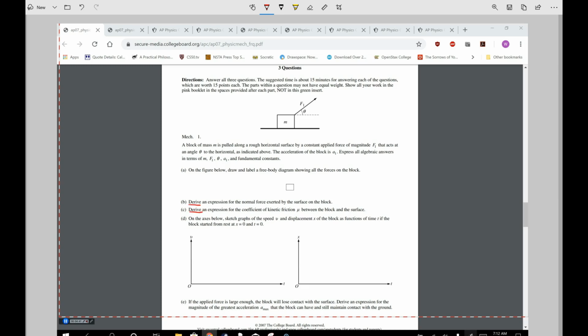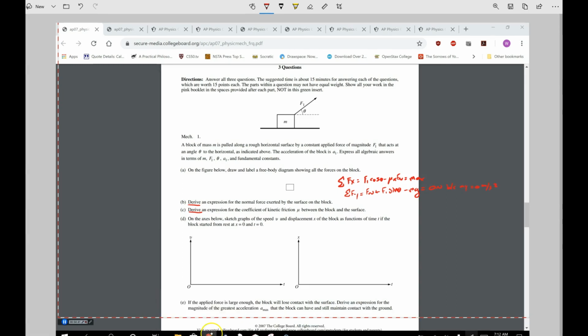So writing that the sum of the forces in the x is equal to F1 cosine theta minus mu k Fn equals m a x. And saying that the sum of the forces in the y equals Fn plus F1 sine theta minus mg equals 0, because a y equals 0, is really important. Writing these two things is really important. Let's take a look at y.